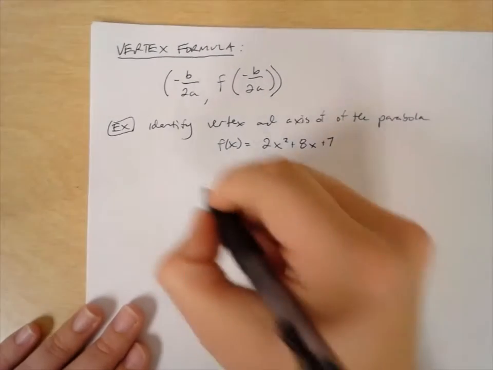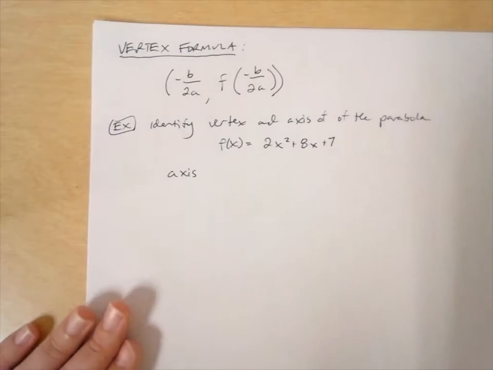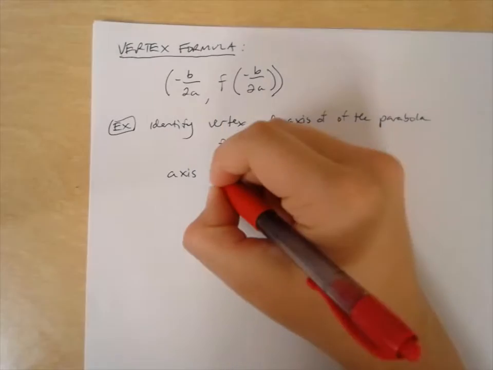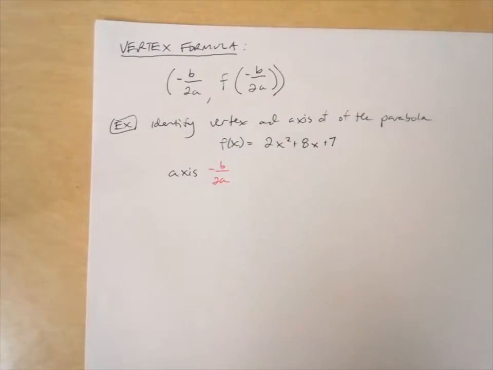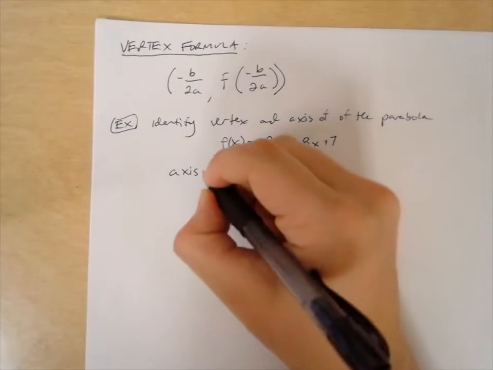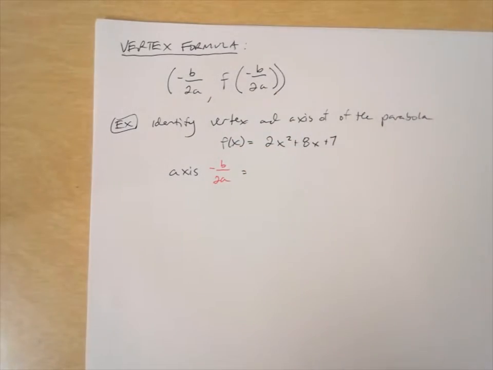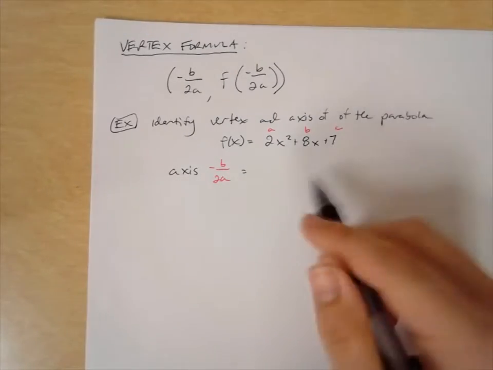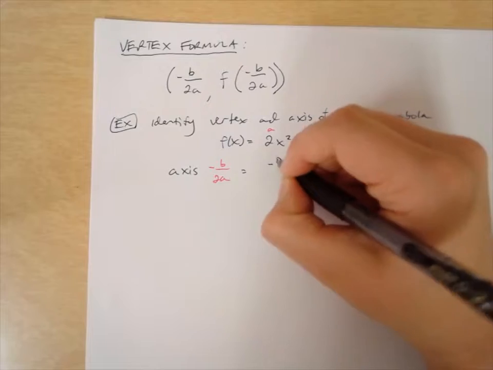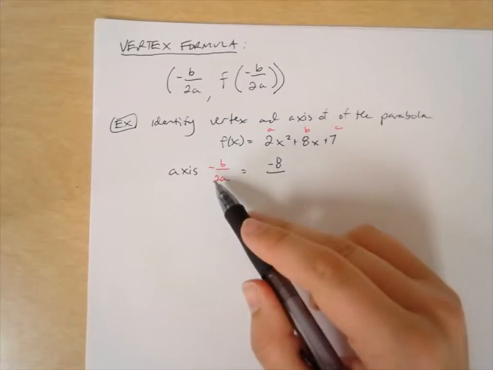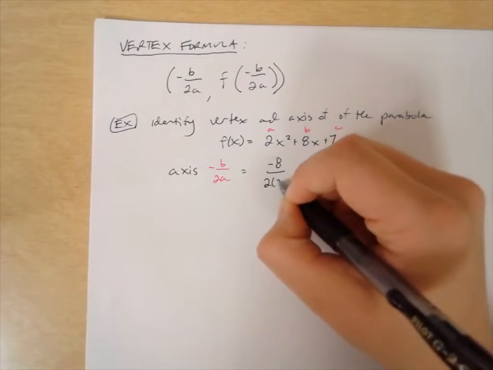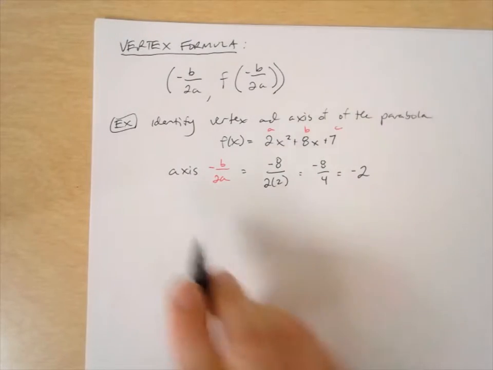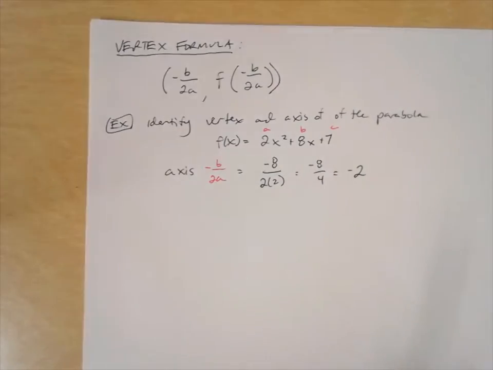Well, remember to find the axis, if you look back at what we just wrote down about opening up or down, the axis is found just with the negative b over 2a. So let's label these: we have a, we have b, and we have c. We can put in negative 8 on top over 2 times 2. Negative 8 over 4. So the axis occurs at negative 2.